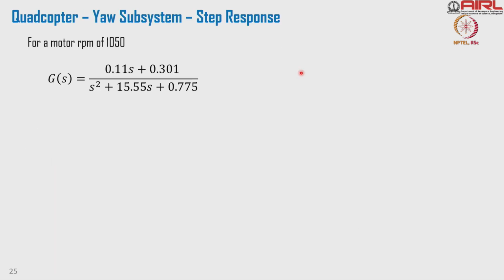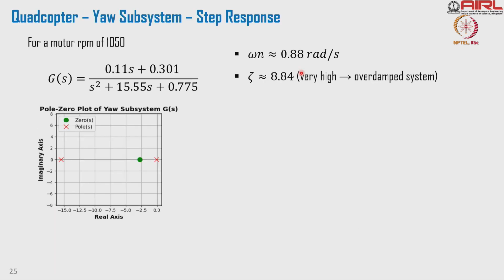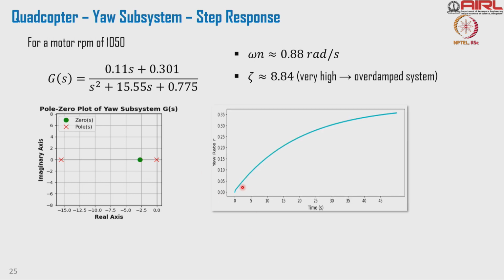Let us look at the response. If I try to plot, omega n comes out to be 0.88 and zeta is very high, 8.84. It is an over damped system. If I try to see the response, it just goes like this. So looking at the transfer function, I can analyze what is going to happen, what the damping will be and what will happen.